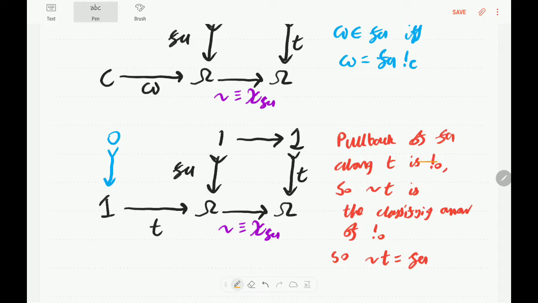So we can think of not true then as the classifying arrow of exclamation mark 0. So not true is false.